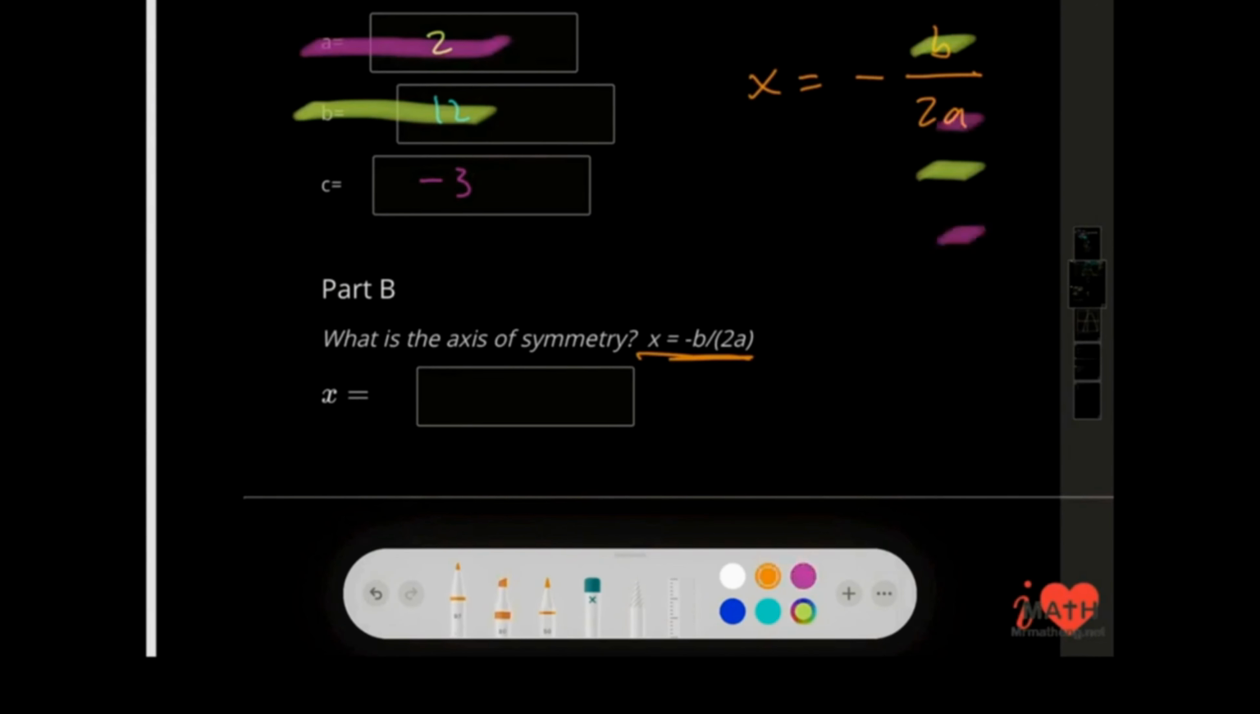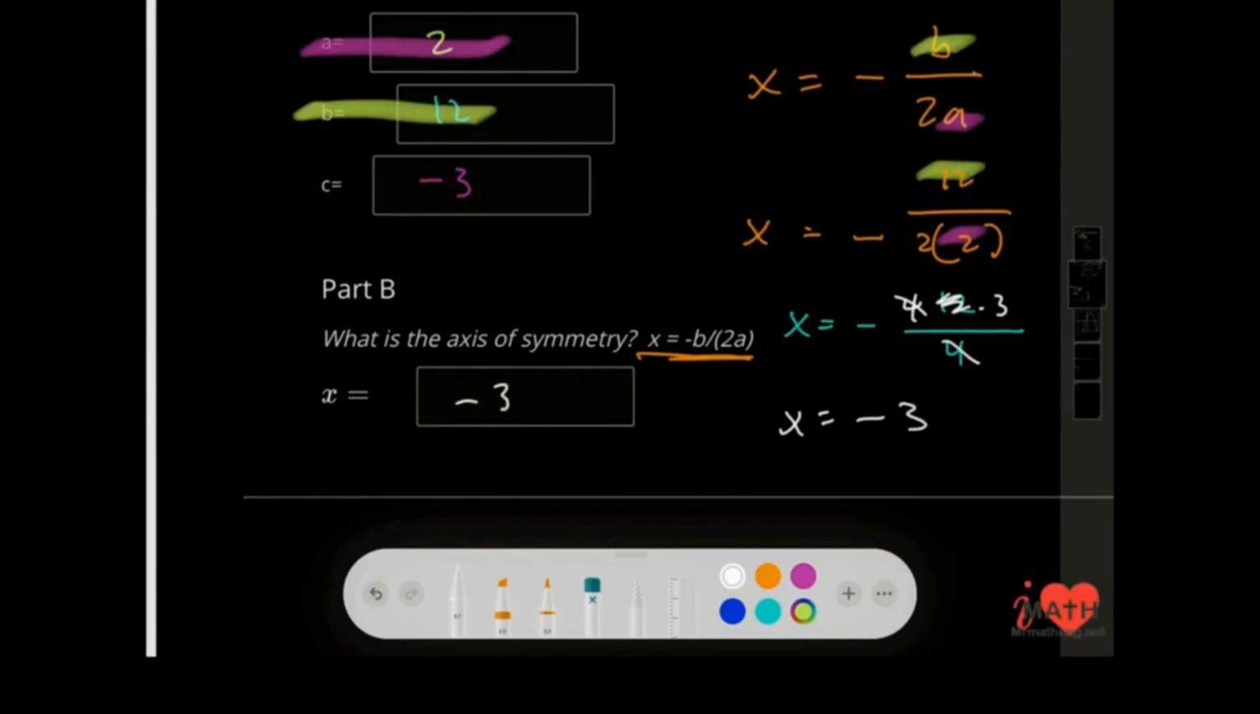So let's write that out. X equals negative. The b value was 12, and 2 times the a value, which was 2. And let's just go ahead and simplify that. So x equals negative 12, and then 2 times 2 is 4. So did you notice I'm doing that negative sign at the very end? That's just my preference. 12 divided by 4. Remember, if you don't understand cross canceling in some ways, 12 is really 4 times 3. Right? So cross out your 4s. 4 divided by 4 is 1. So I cancel out that equals 1. So I'm left with x equals negative 3 is my answer.